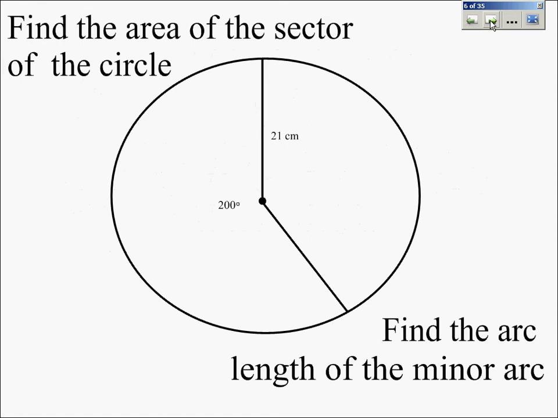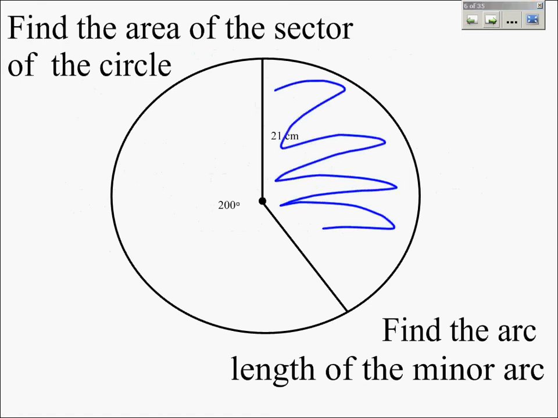First, I want us to find the area of the sector of the circle. So we're looking at finding this area. Okay? If we refer back, our formula for area of a sector is A equals M over 360 times the area of the whole circle. Okay? M is talking about the measure of the angle. So I need to know how big is this angle.